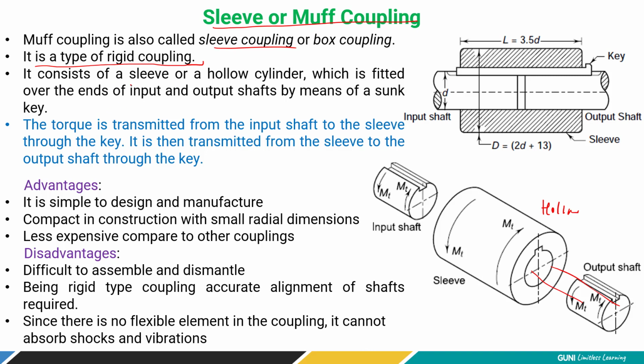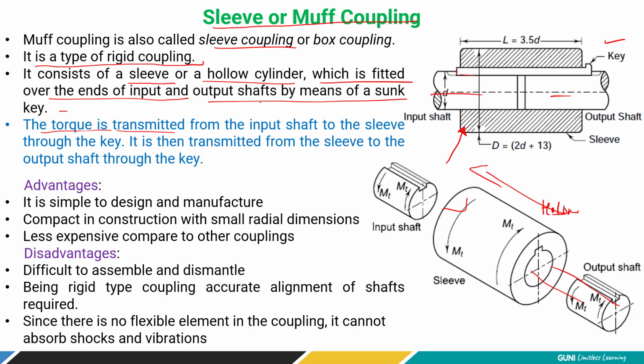It consists of a sleeve or hollow cylinder, which is fitted over the ends of the input and output sides by means of a sunk key, right? Very simple. From the picture itself, we can conclude how it is going to work. Two shafts are simply inserted, and connected by a key. Now, if the length of the sleeve coupling is shorter, you can use one key. If it is larger, you have to use two separate keys.